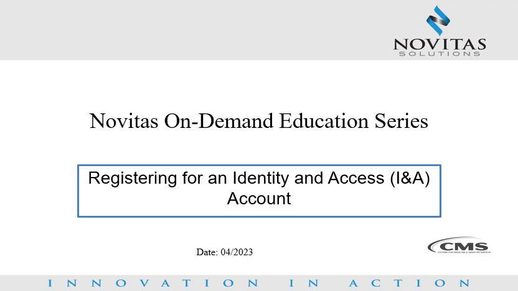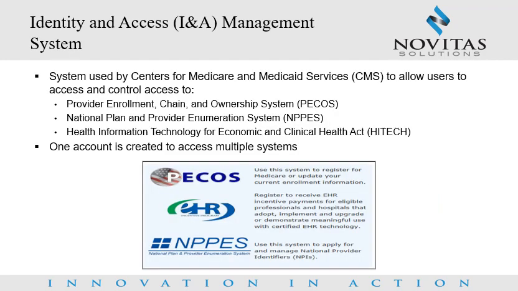Novitas Solutions On-Demand Education Series presents Registering for an Identity and Access (INA) Account. Identity and Access (INA) Management System. The Identity and Access (INA) Management System is the system used by Centers for Medicare and Medicaid, or CMS, to allow users access and control access to Provider Enrollment Chain and Ownership System, or PECOS, National Plan and Provider Enumeration System, NPPES, and Health Information Technology for Economic and Clinical Health Act, HITECH. One account is created to access multiple systems.